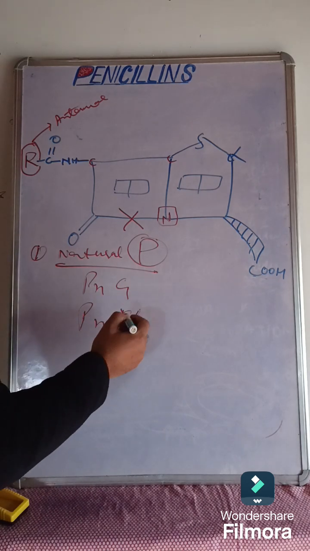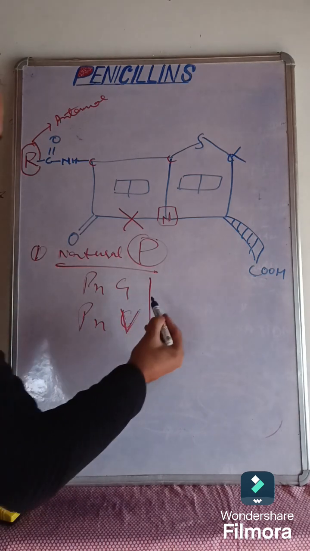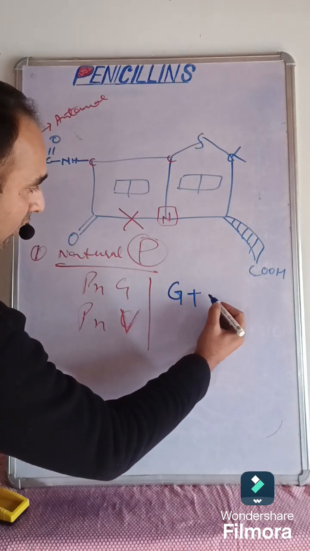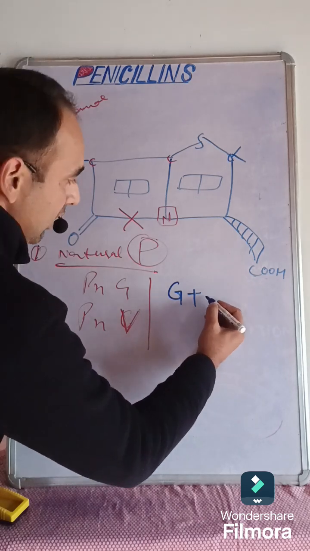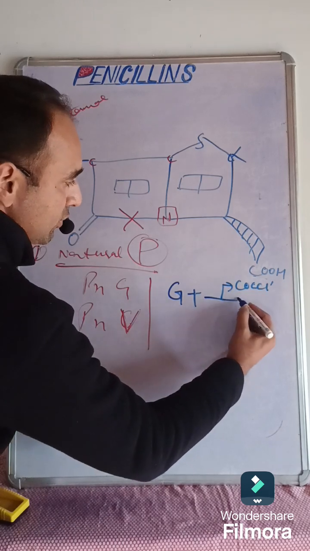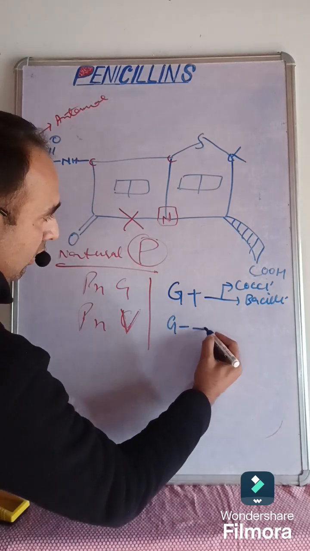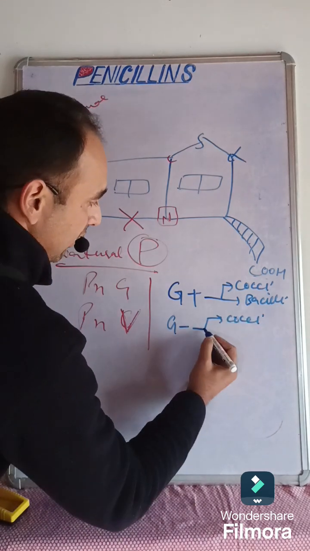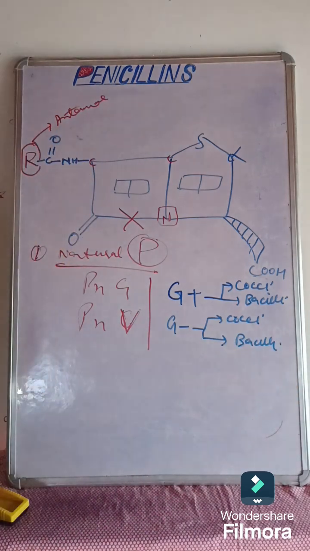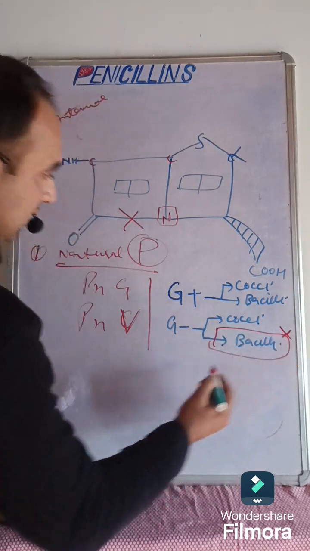They are bulky penicillins. They inhibit gram-positive cocci and gram-positive bacilli. They inhibit gram-negative cocci, but they cannot inhibit gram-negative bacilli. This is an exception.